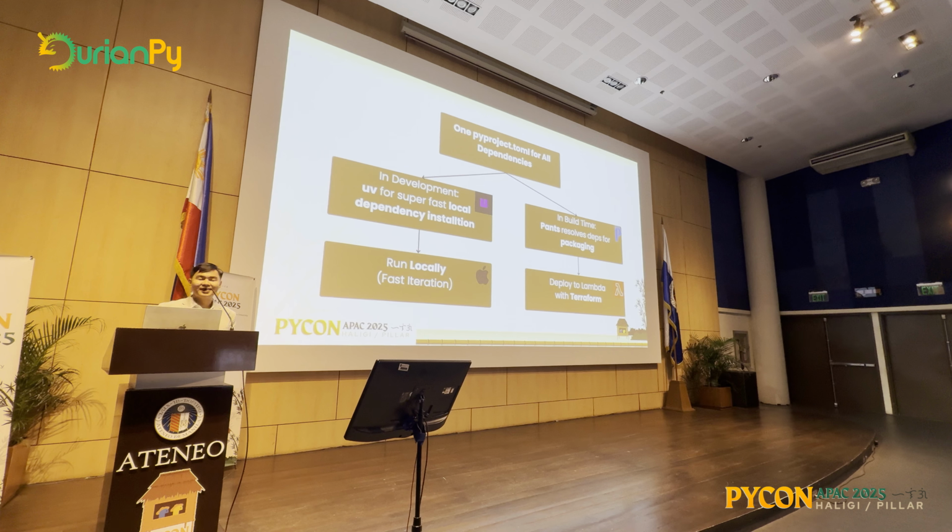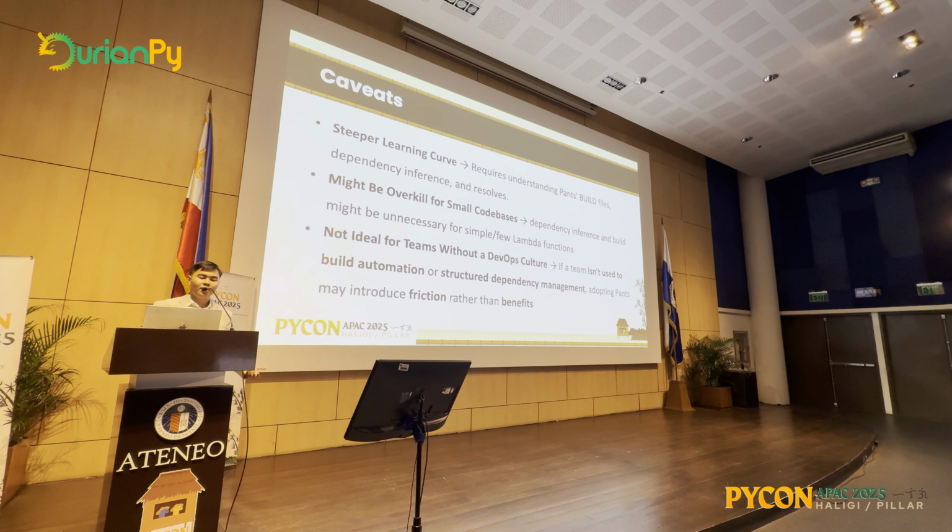So that's it. Some caveats of this workflow. There's a steep learning curve when you run UV and the pants build system. It might be a bit overkill, especially for smaller repositories when you have just 2 Lambda functions and you can handle managing those requirements files yourself. And it's not really ideal for teams that don't have a DevOps culture in place. A team might not be used to build automation, testing, linting, things like that, and structured dependency management. So they might struggle in that regard when adopting this tech stack.